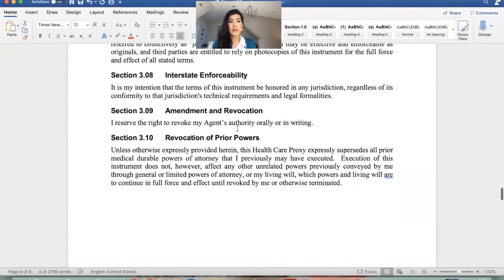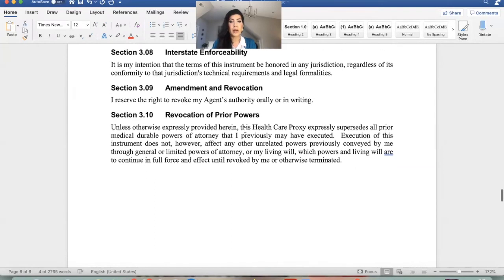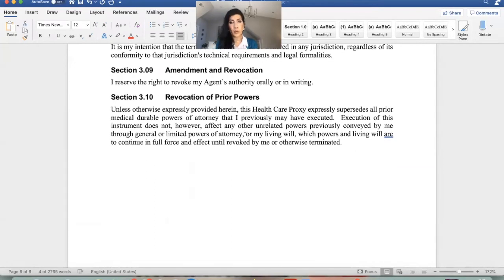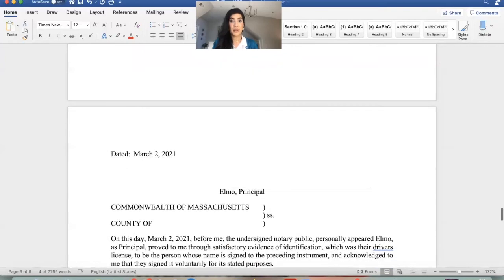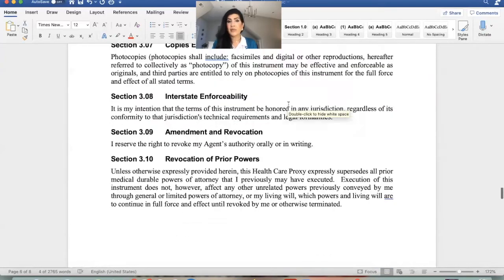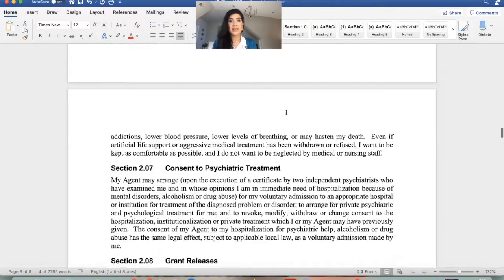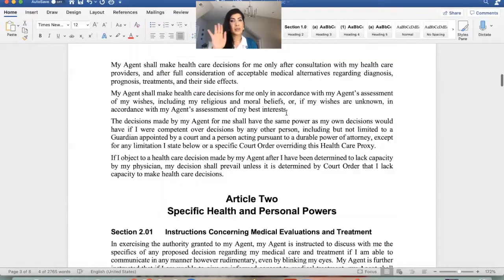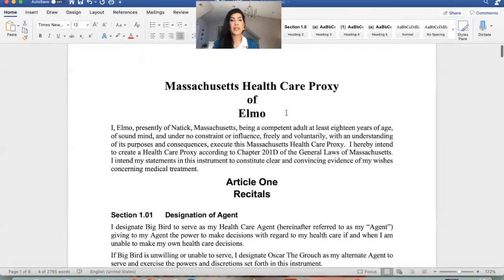You reserve the right to revoke this either orally or in writing. And if you have any prior older healthcare proxies, once you sign this one, this is now the latest and greatest one. So that is your healthcare proxy. It's a very, very important document, which is why it's not just one page. There's multiple pages to this. Take a look, read it, and again, let me know if you have questions on it when we meet.